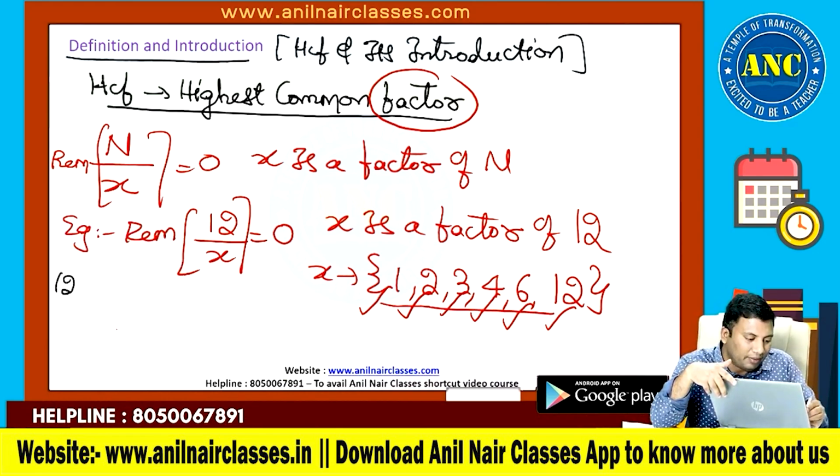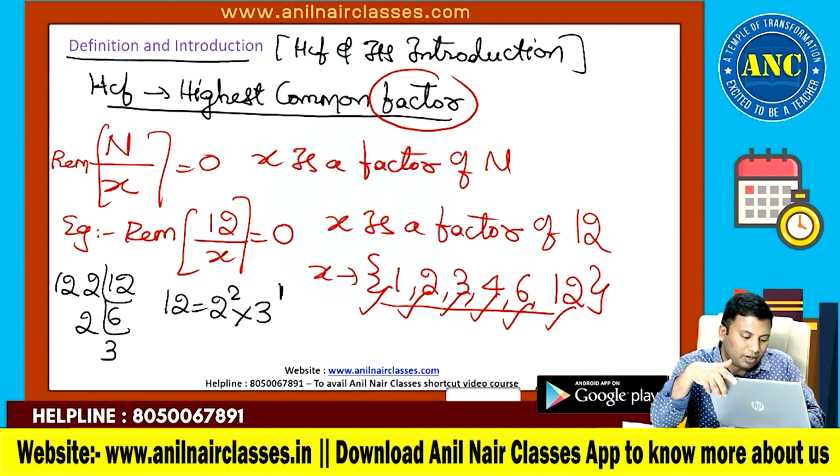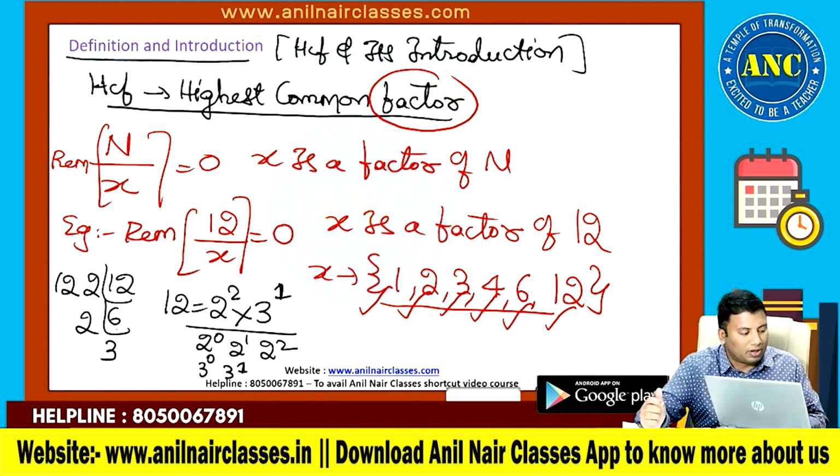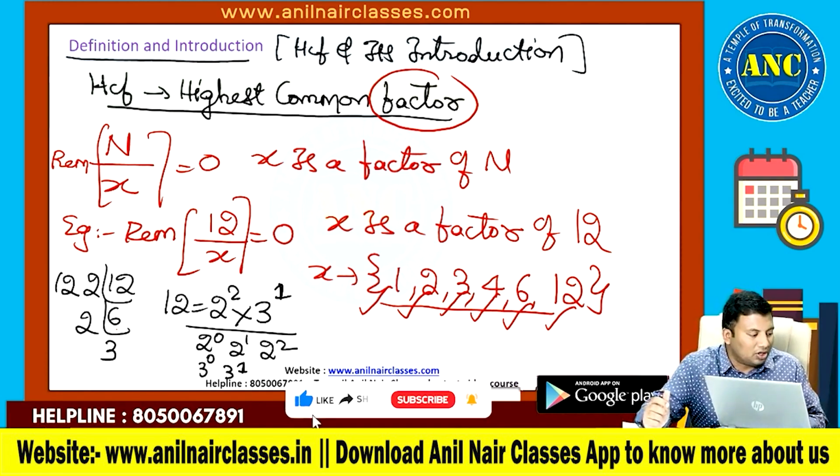First take 12. Write it out in prime bases. 2 sixes are 12, 2 threes are 6. So 12 is nothing but 2 square into 3 power 1. 2 square is 4, 4 into 3 is 12. Write all the powers of 2: 2 power 0, 2 power 1, 2 power 2. Write all the powers of 3 from 0 to 1: 3 power 0, 3 power 1.